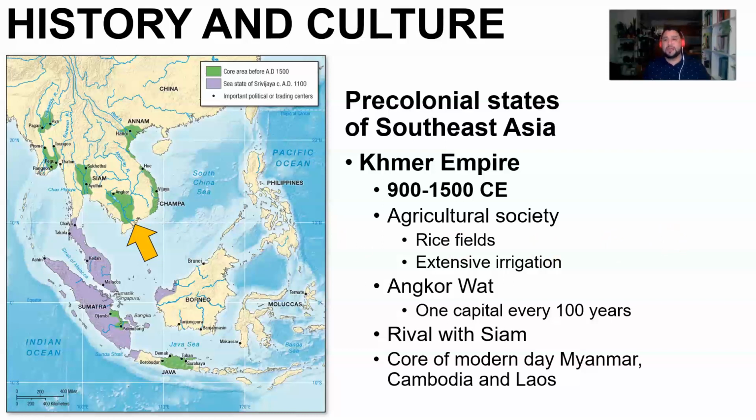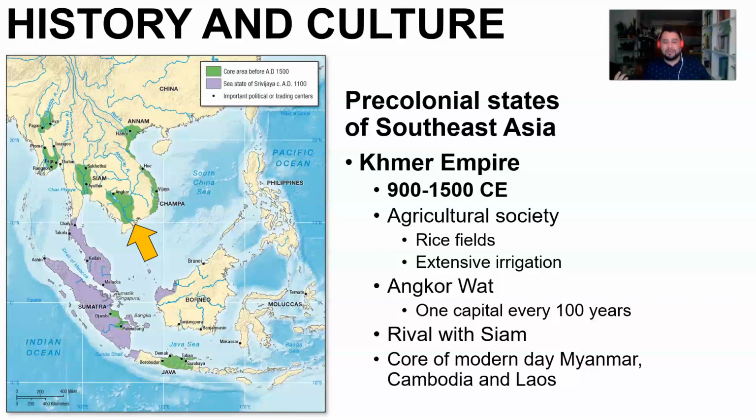So this would be a late medieval civilization. It was an agricultural society that relied on extensive rice field cultivation and extensive irrigation. In fact, one of the traditions of these kingdoms seems to have been to create a capital every 100 years. So there was a shifting of the capital. New cities were built every 100 years.